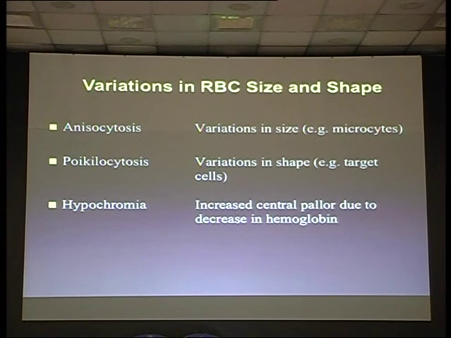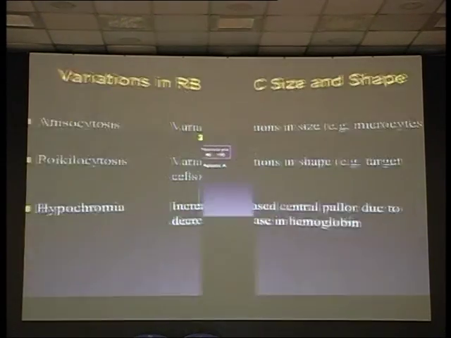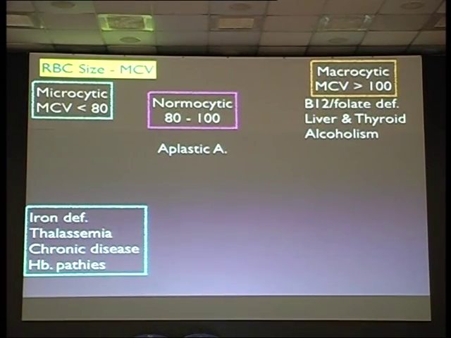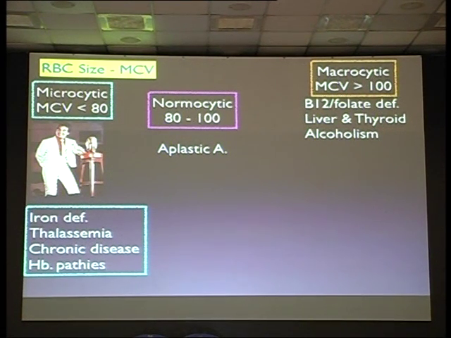Be careful about that. And the third thing, variation in RBC size and shape. Okay, anisocytosis when there is variation in size, poikilocytosis when there is variation in shape, and hypochromasia when there is increased central pallor. Okay, this is where we use RBCs. We divide them into microcytic, normocytic.